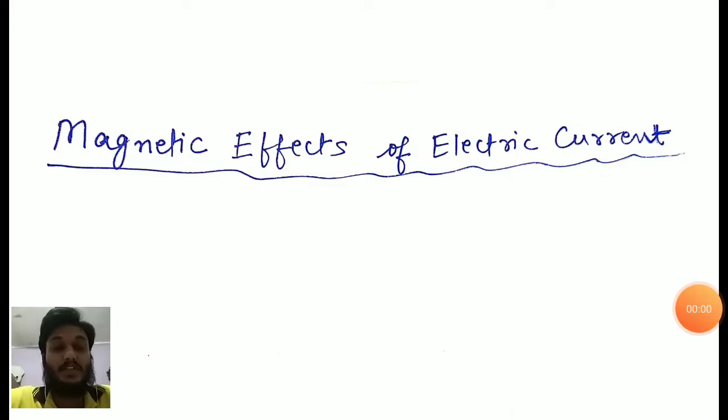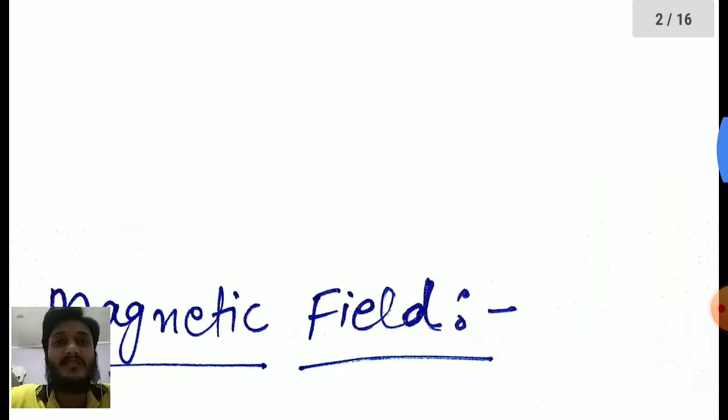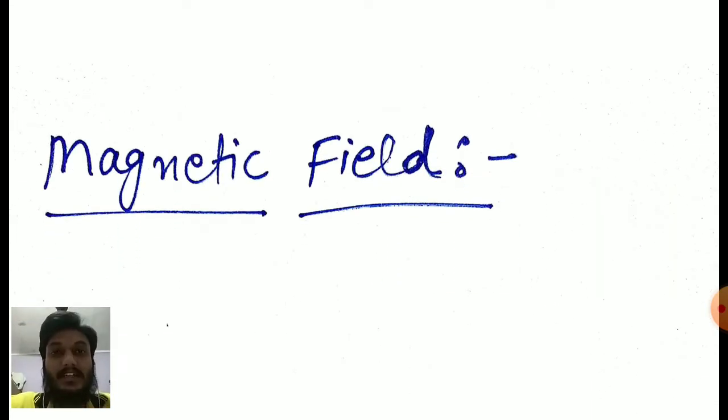Let's start our new chapter, that is the magnetic effects of electric current. In the last chapter we have studied about electricity. Now we are going to study about the magnetic effects. What is the first topic? The first topic is magnetic field.